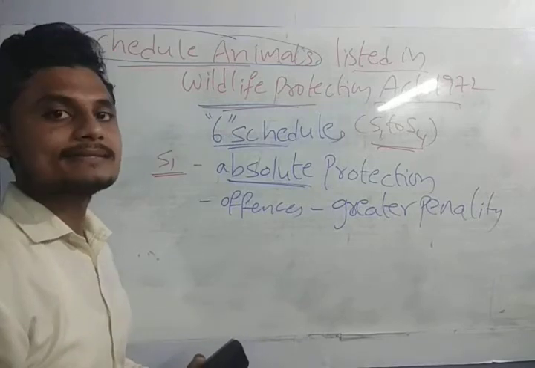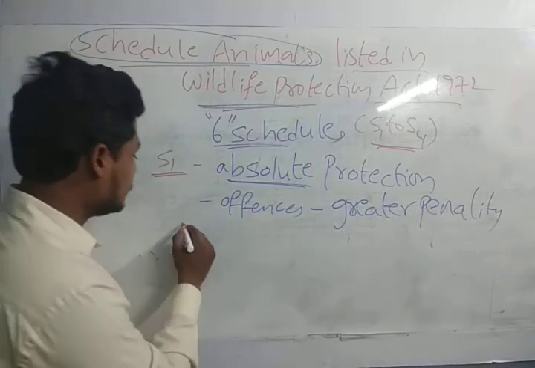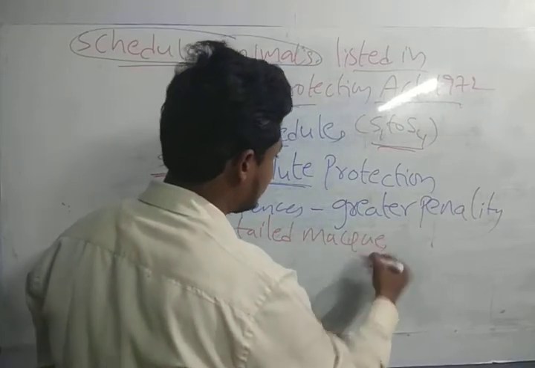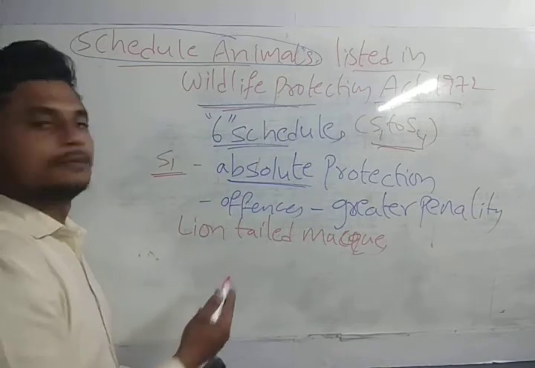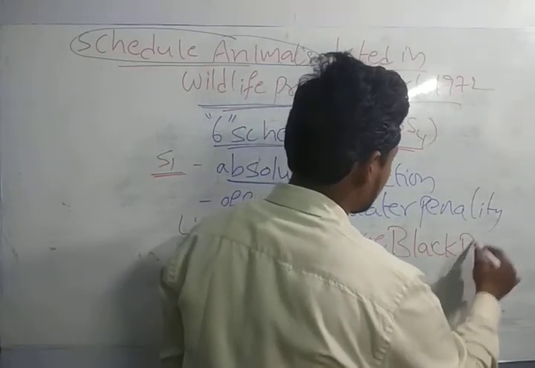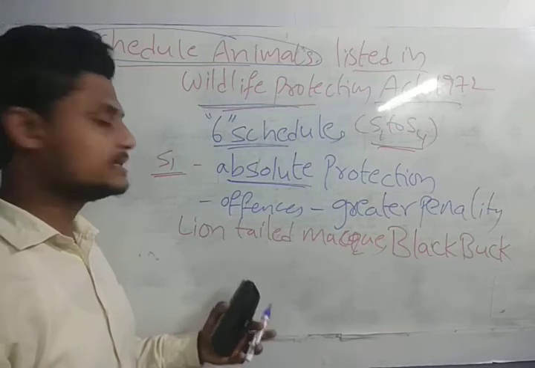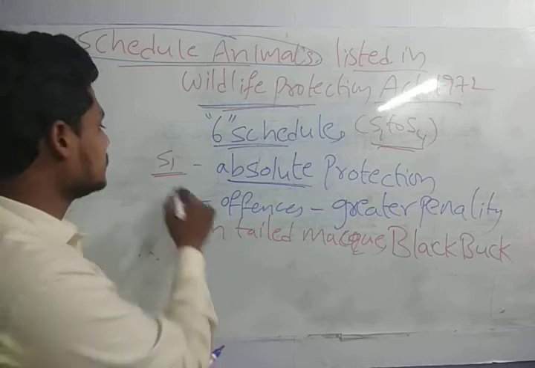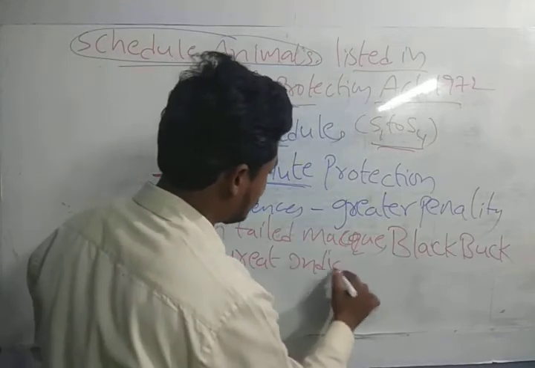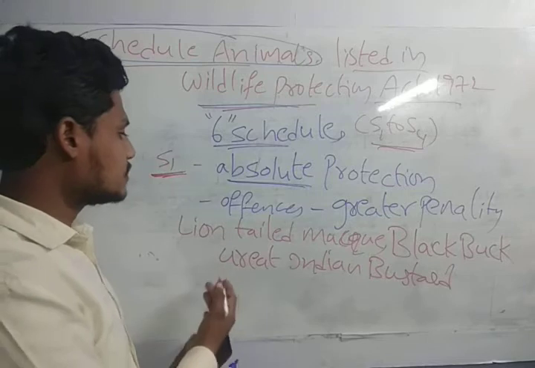Now we will see what animals are listed in Schedule 1 of the Wildlife Protection Act 1972. If you see, animals like the lion-tailed macaque are present in Schedule 1 of the Wildlife Protection Act 1972. After that we have the black buck. So lion-tailed macaque and black buck are a few animals present in Schedule 1. One more is the Great Indian Bustard. So these are the ones which are present, and so on.